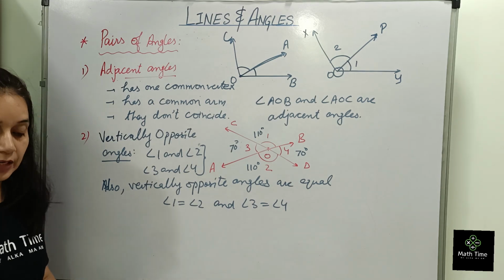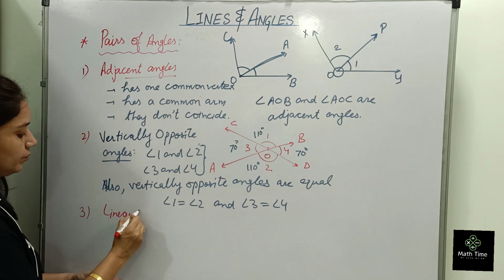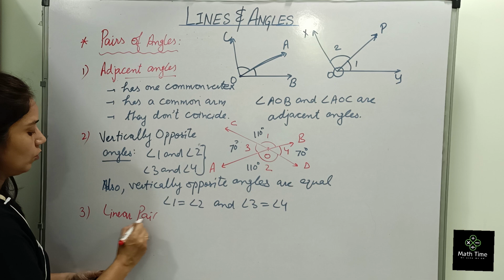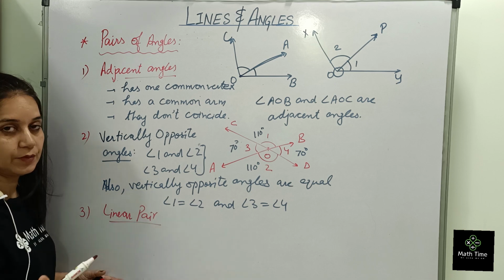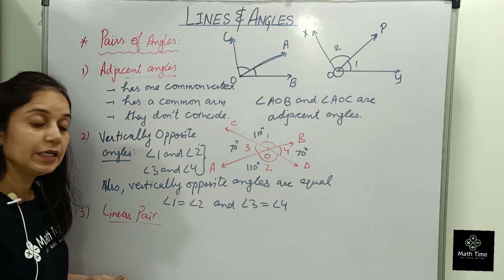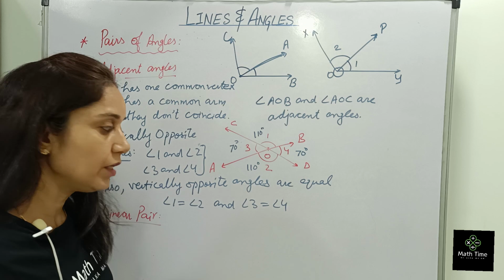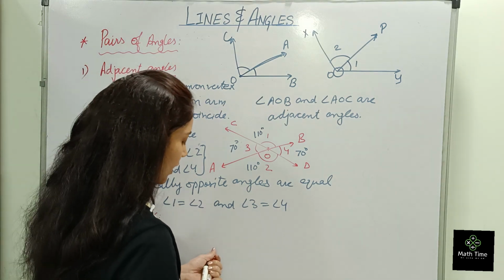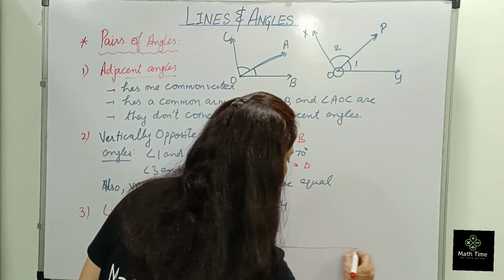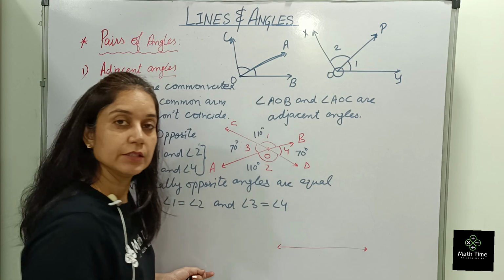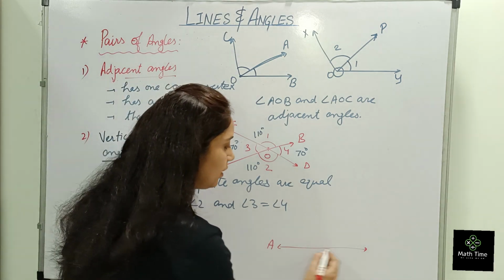Now next type of angles, linear pair angle. Now again it is a pair, that means two angles will be formed. Linear pair, when two angles are formed in such a way, I will draw the figure to make you understand. This is a line A, B.